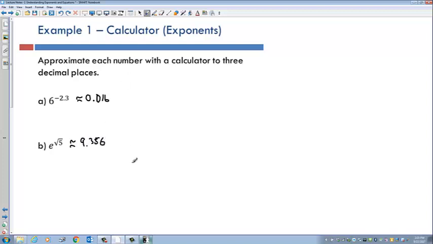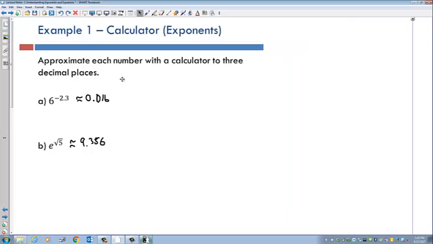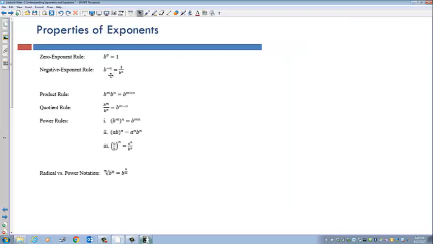So this is approximately 9.356. And if you're not familiar with the number e, you can find out what e actually is here. If you hit second ln into the 1, it'll tell you what e is. e is just this number, 2.718, blah, blah, blah. We'll talk more about this later, but e is sort of a number that pops up when you're talking about growth or decay, sort of like pi is a number that pops up when you're talking about circles. All right, so that's how we work with exponents in calculators.